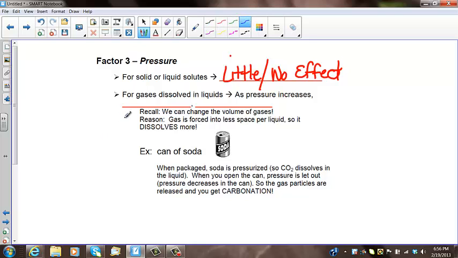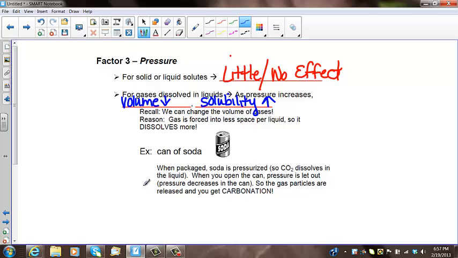For gases dissolved in liquid, as the pressure increases, volume decreases and solubility increases. And that's how they get carbon dioxide in soda. Gas is forced into the less space per liquid. There it is, so it dissolves more.